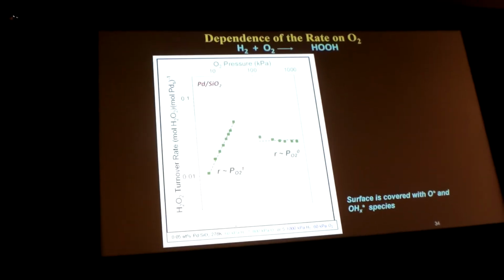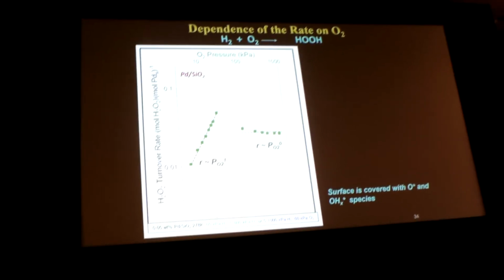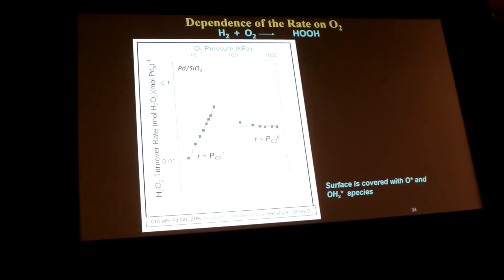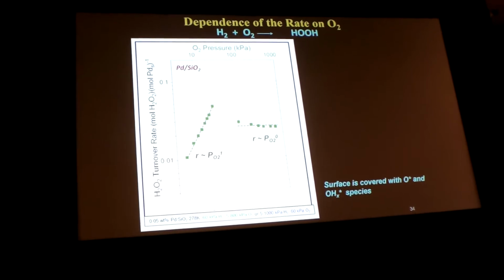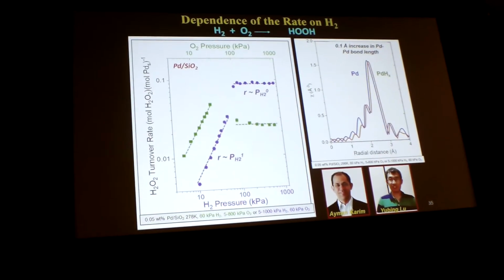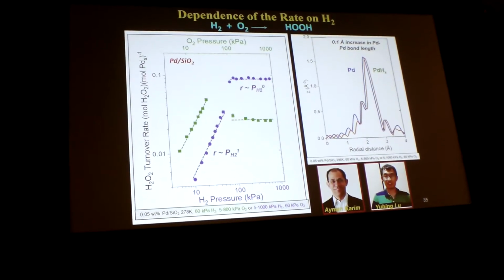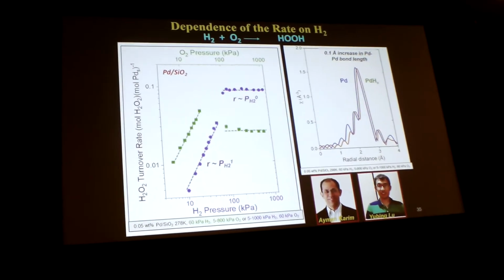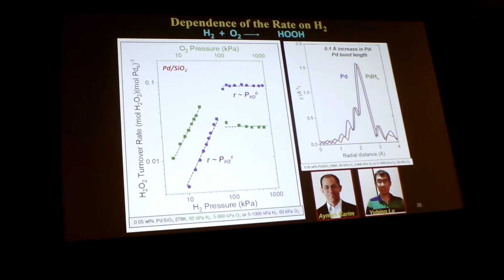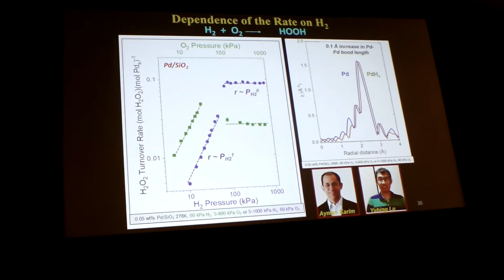So in the presence of water, these are Jason and Dave's results. As you increase the pressure of oxygen in the system, the rate is first order in oxygen. And then as you go to much higher pressures, it becomes zero order in oxygen. As you look at changes in the hydrogen pressure in the system, you see that it is first order in hydrogen, and then at the range you'd probably be operating at, it becomes effectively zero order or half order in hydrogen. In both cases, you see this discontinuity.